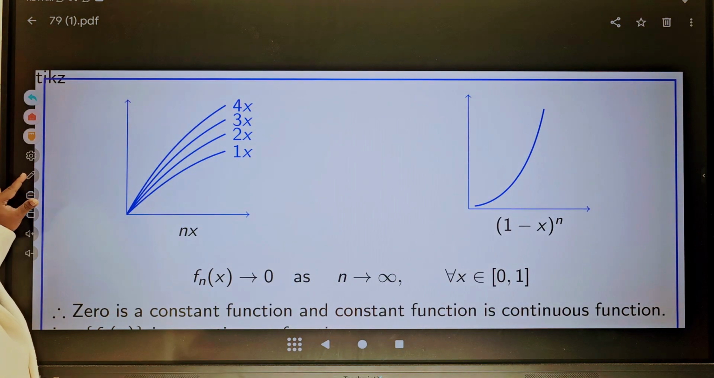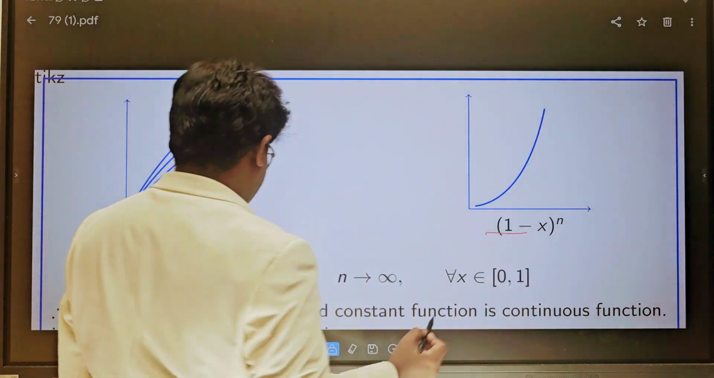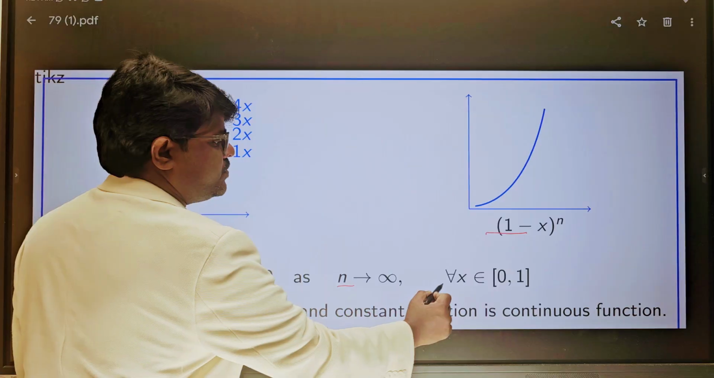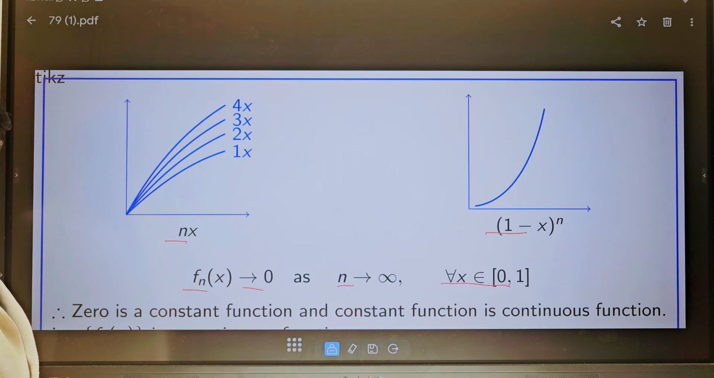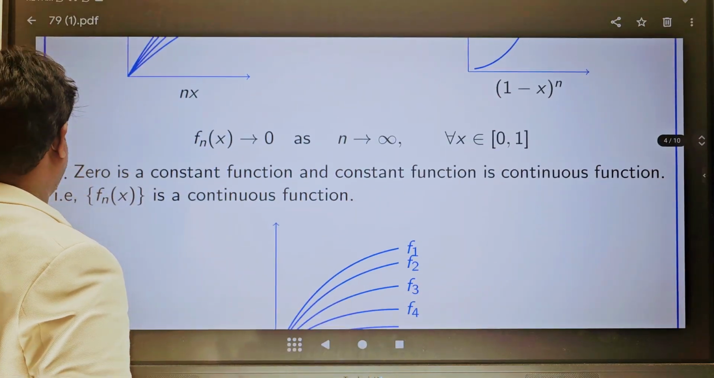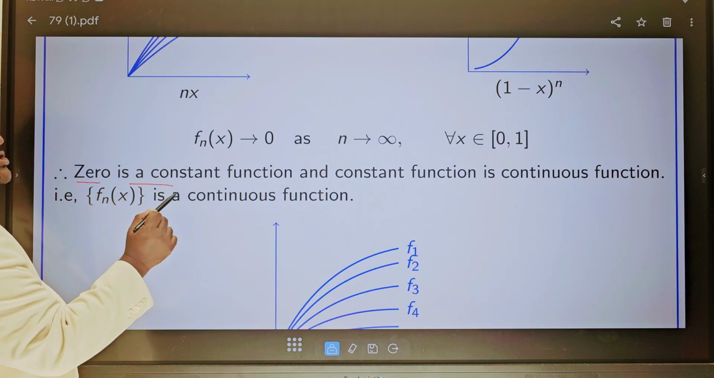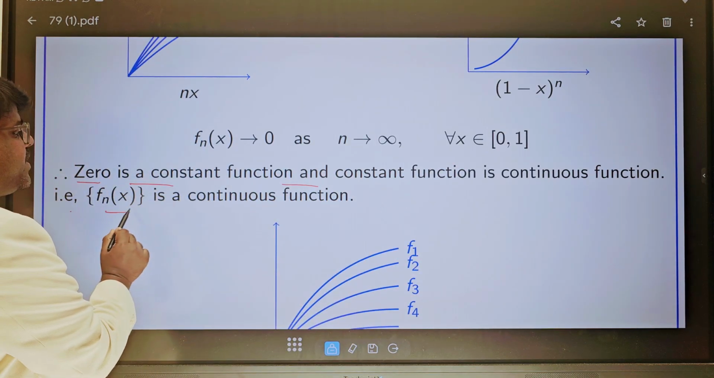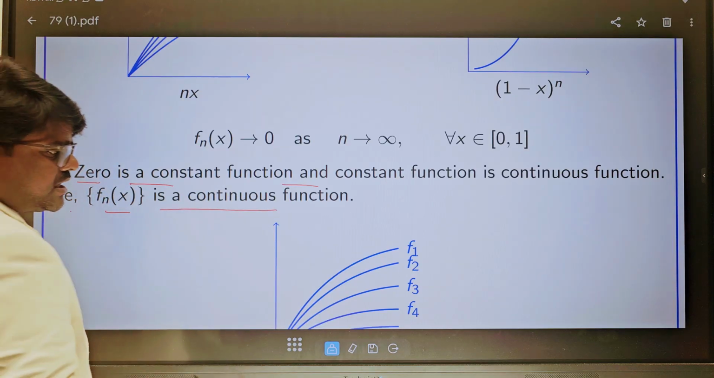You can see the graph, this one, and you can see the graph, this one. Therefore, fn of x tends to 0 as n tends to infinity for all x belongs to the closed interval 0, 1. Now, 0 is a constant function and constant function is a continuous function. That is, the limit function is a continuous function. Now, you can check the option.